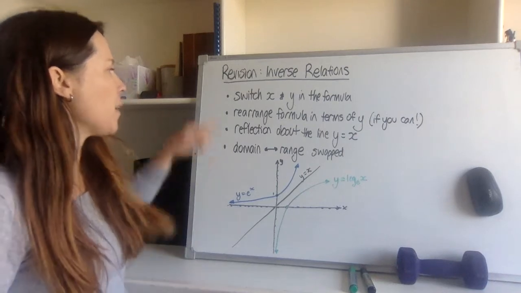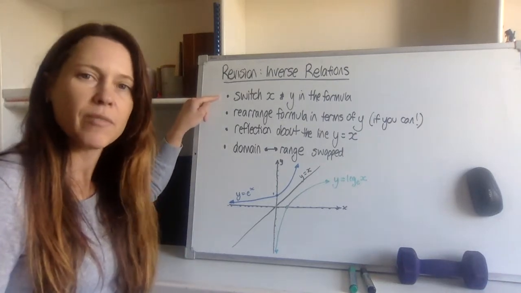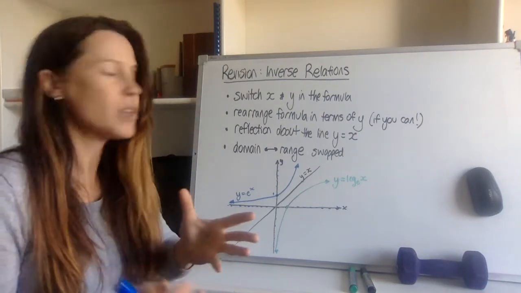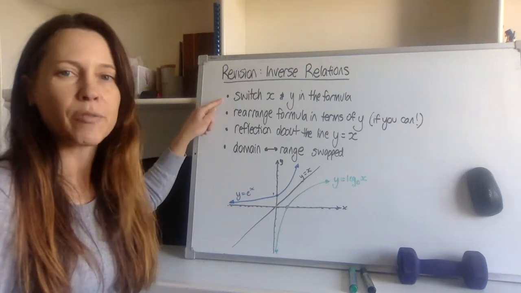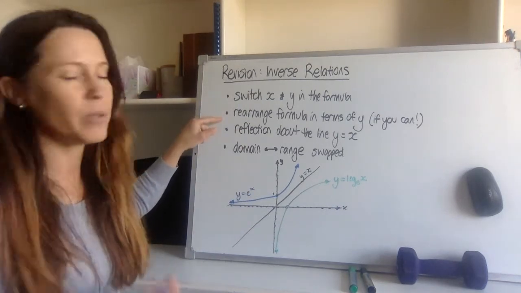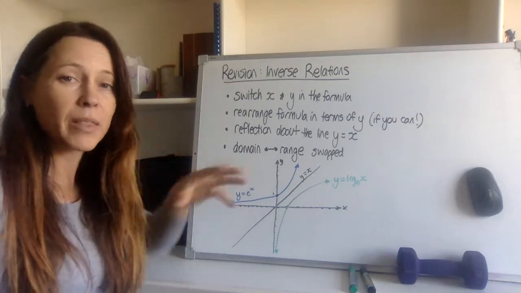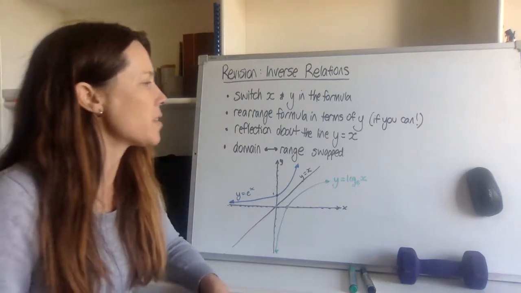So a quick recap, if we want to create an inverse relation from the original, we switch the x and the y in the formula. If we can, we rearrange the formula in terms of y, so we get the y by itself and all the x's on the other side.